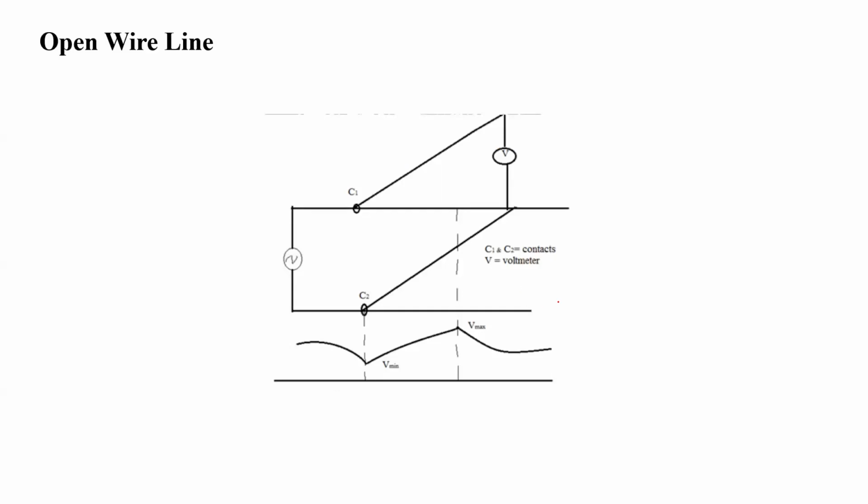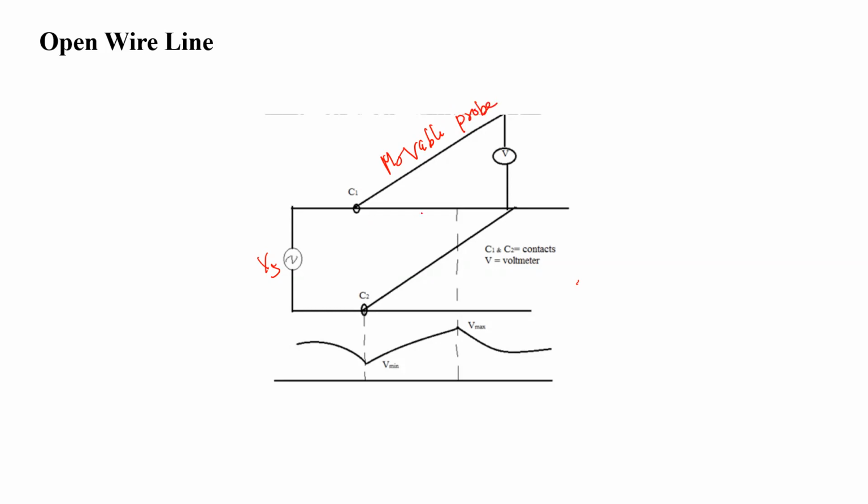This is the open wire transmission line. As you can see here, there is a voltage source from which the signal is being transmitted, and we have a slotted probe. And this probe can be moved freely from one end of the transmission line to the other end. So this is a movable probe.